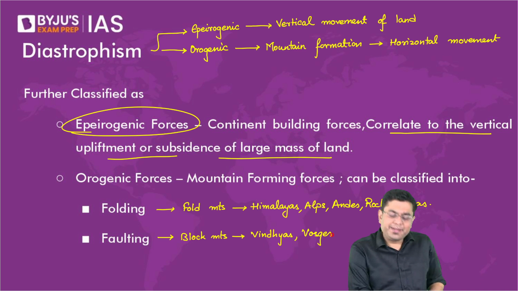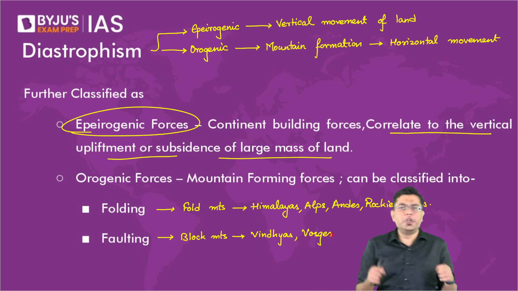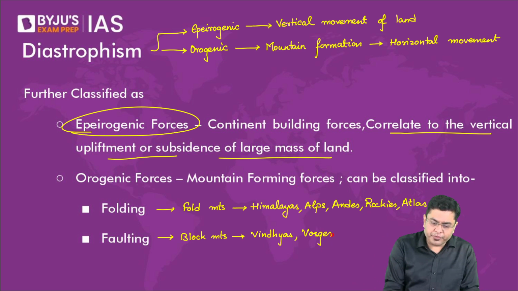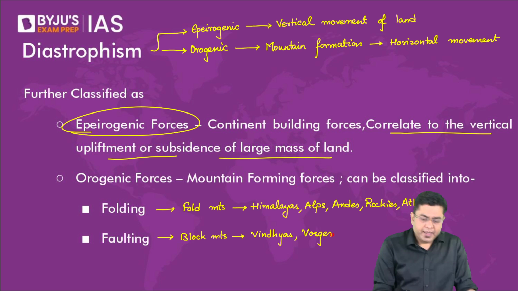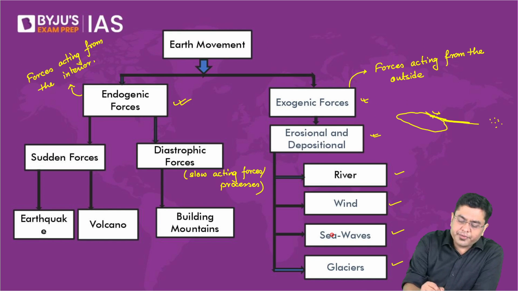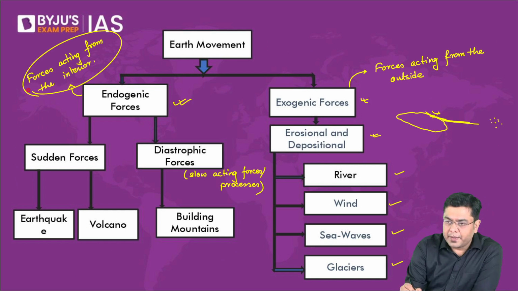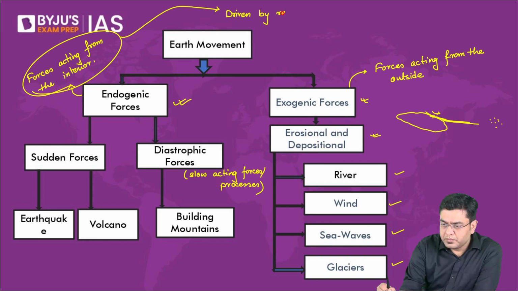Now, this is how folding and faulting can lead to the formation of a mountain, and how epeirogenic forces can lead to the rise of a landmass, or the fall or subsidence of a landmass as well. So that is what is included in the portion of endogenic forces. So endogenic forces are driven by what? They are driven by the residual heat present in the interior of the planet.